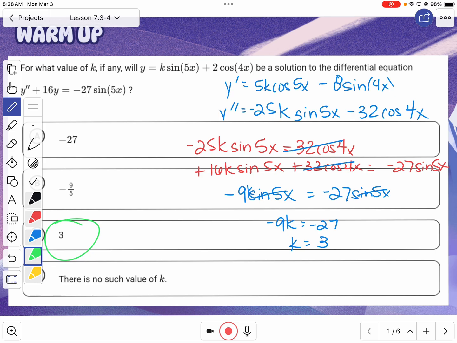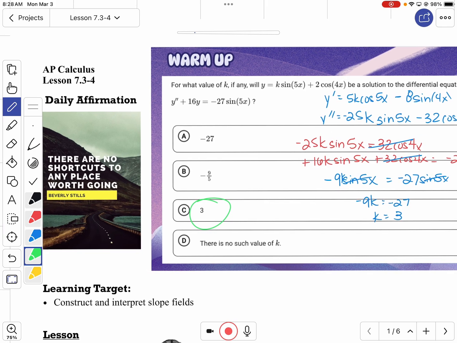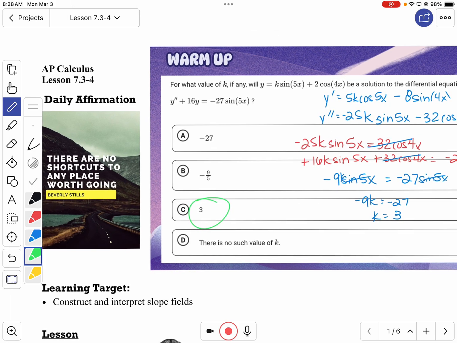Okay, question about that. Okay. All righty then. So here's our affirmation. There are no shortcuts to any place worth going.